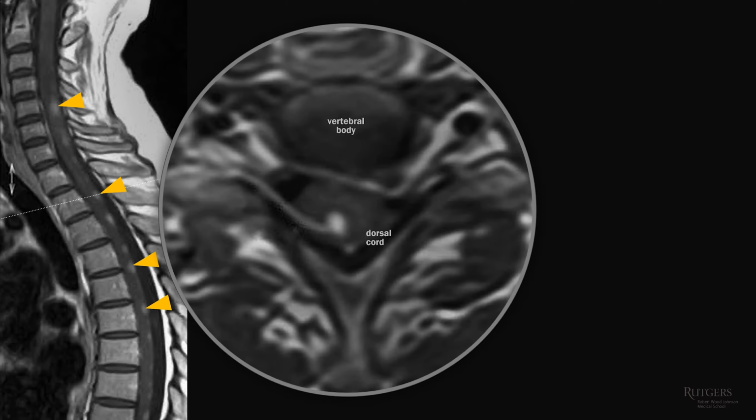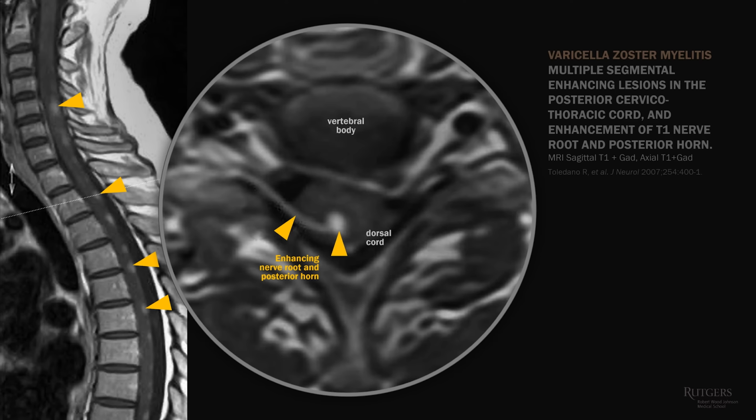Take a look at this example. On the sagittal T1 image of the cervical and thoracic spine with contrast, you see multiple posterior segmental enhancing lesions. The axial T1 with contrast shows enhancement of the nerve root and posterior horn. What infection loves to lie dormant in the dorsal root ganglion and reactivates along the nerve roots? Have you figured it out? Yeah, this is varicella-zoster virus.